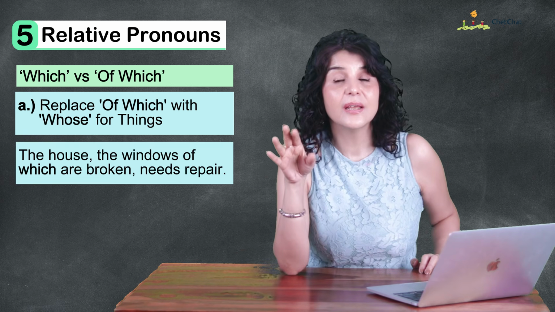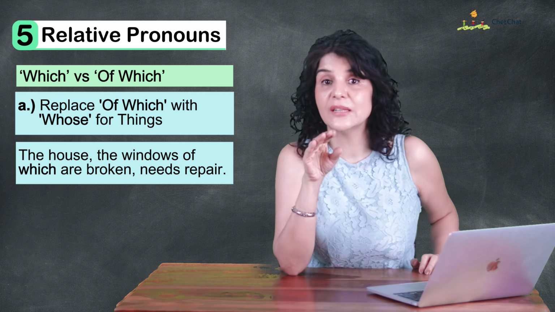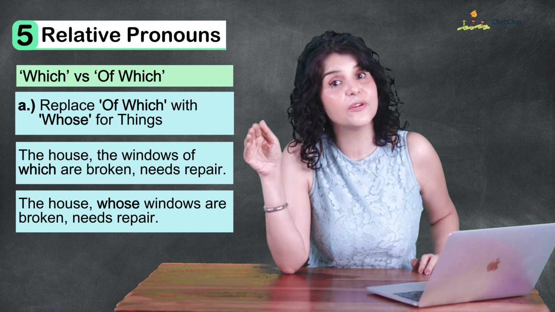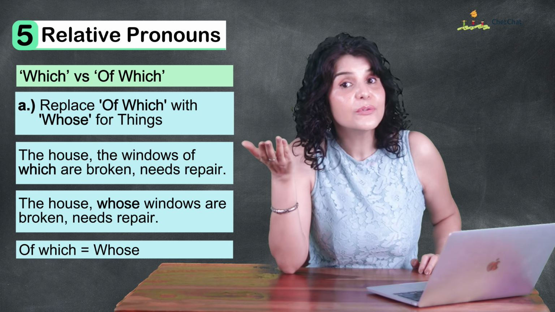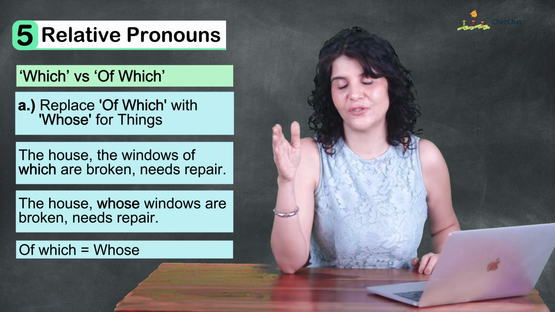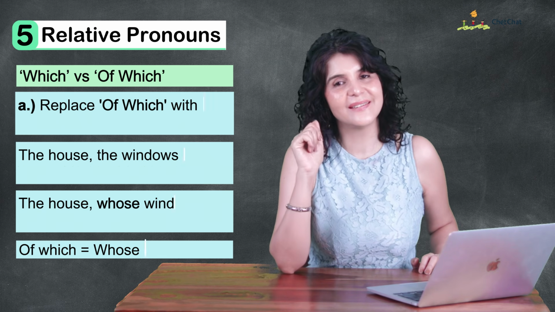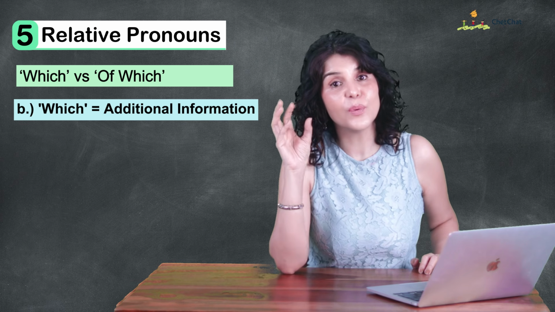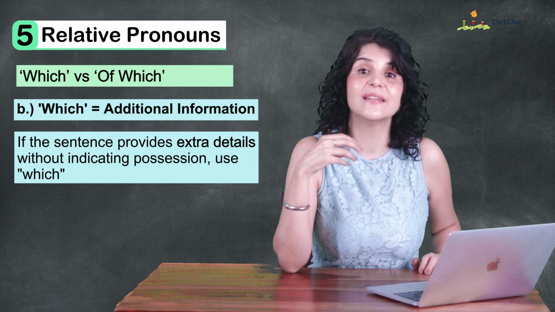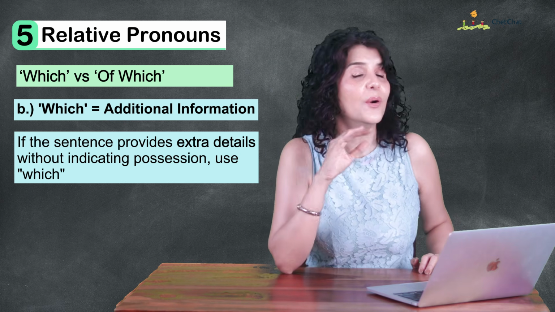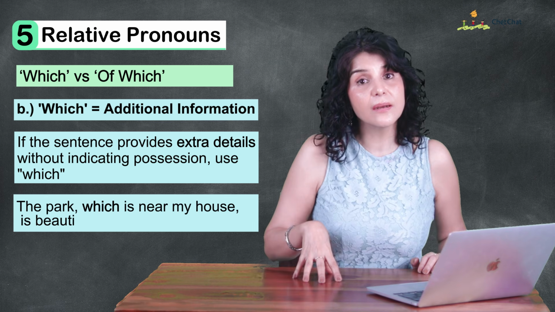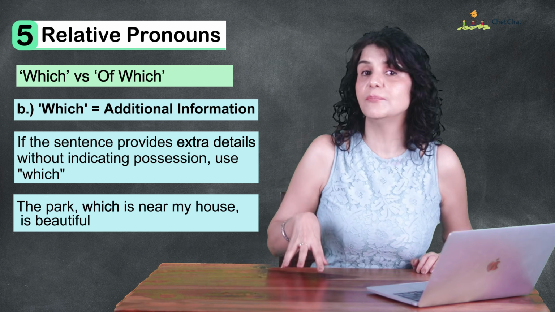The house, the windows of which were broken, needs repair. The house whose windows are broken needs repair. Now, if you're able to use whose, then we can also use of which. So that's the first hack. Second, think of which as additional information. If the sentence provides extra details without indicating possession, use which. A park which is near my house is beautiful.